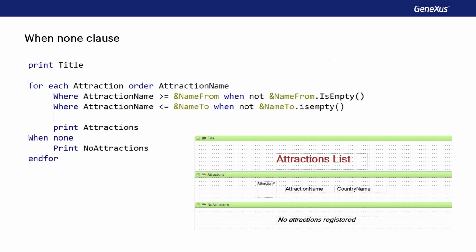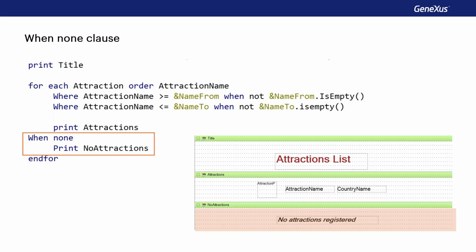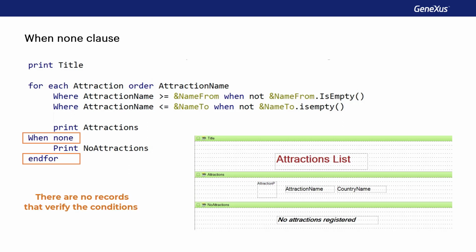Let's now move on to the when none clause. What happens when none of the records in the base table meets the conditions indicated? Let's suppose that in this case, we want to print a warning message on the output saying that there are no associated records. To this end, we'll program the when none clause. All commands written between when none and endfor will be executed sequentially, and only when no records from the base table of the for each command have been found that meet the conditions indicated.